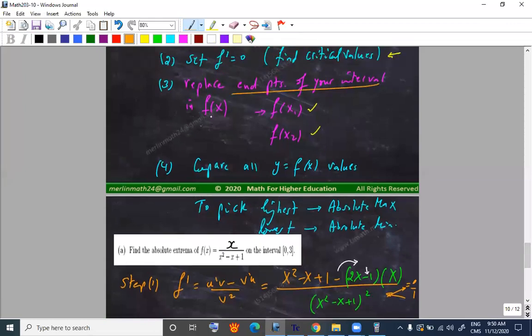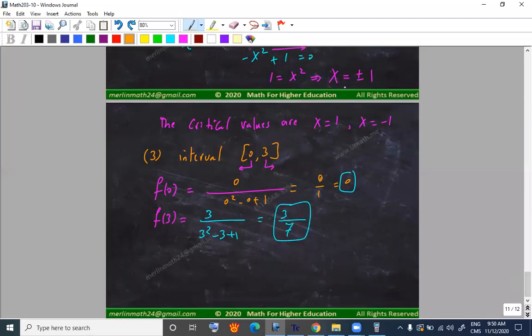Replace the endpoints of your interval and compare all. So I want to get f of the critical values I didn't find so far. So I should do f of 1 and f of minus 1 as well. You agree? Okay. Again, plug in a 1 in your function. So what do you get? If you plug in a 1, you get 1 over 1 squared minus 1 plus 1. So this adds up to 1.